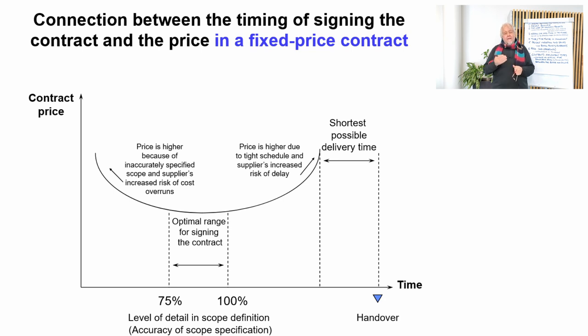Then also, if we spend too much time on detailing the scope definition and so on, it might be that the price gets higher because of the tight schedule, because the supplier now is putting the increased risk of delay into the price when the delivery time becomes slower if we don't sign the contract early enough.